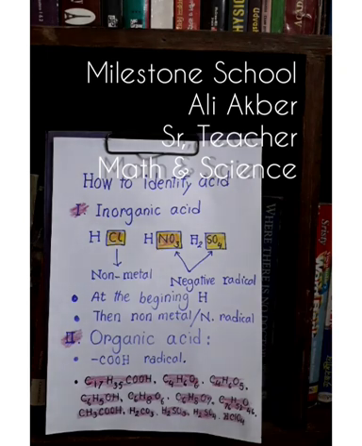Now let us know how to identify organic acid. In organic acid there is a carboxyl group or radical, say COOH. When they get the COOH radical, then they will be sure that it is an organic acid.